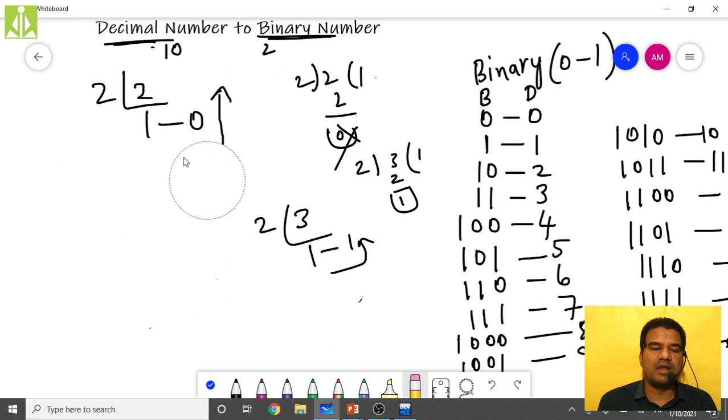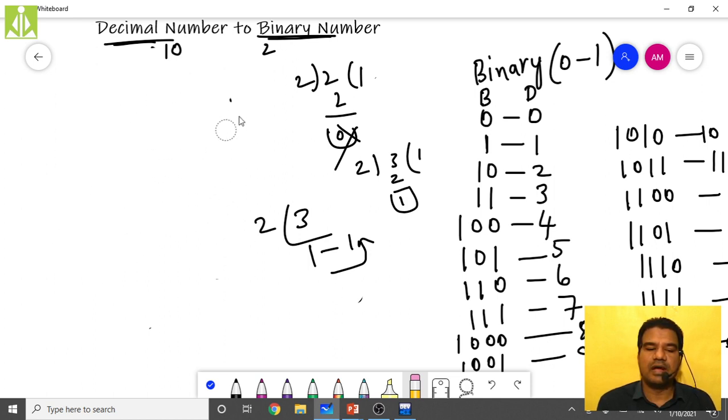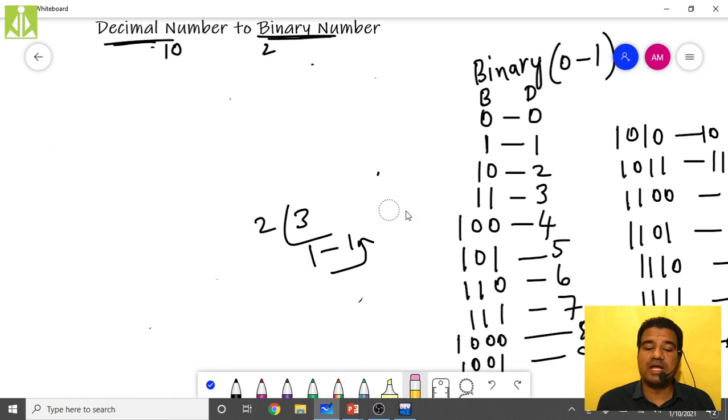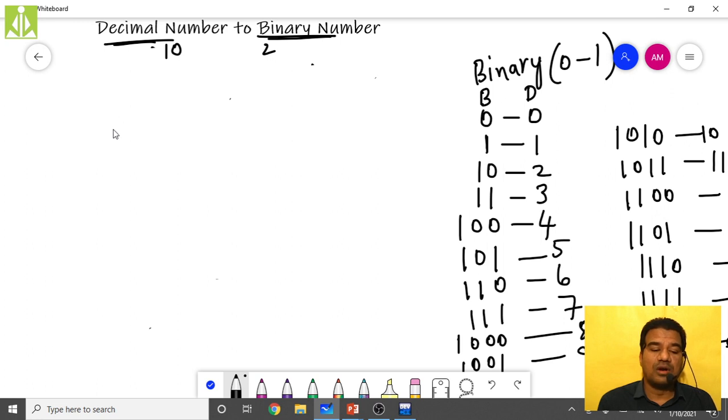So the next number we will convert, that is 4, and I will show you how it is equivalent to 1 0 0 in binary. This is only the conversion from decimal to binary we are doing. Again, vice versa we have to discuss, that is binary to decimal. So the next number, 4 in decimal, what will be in binary?